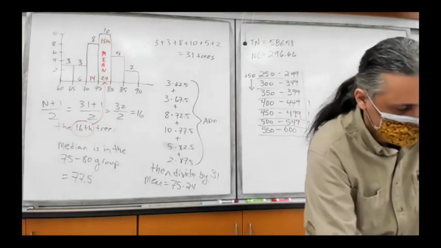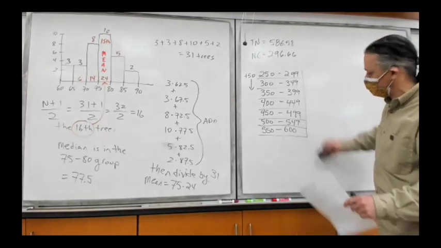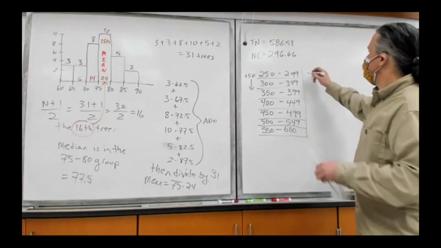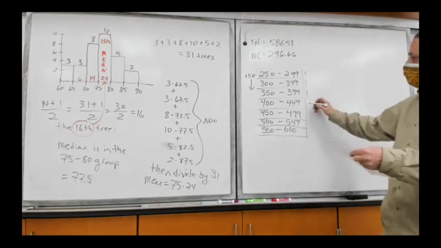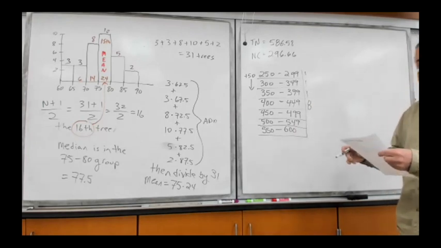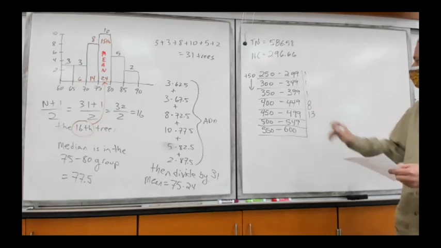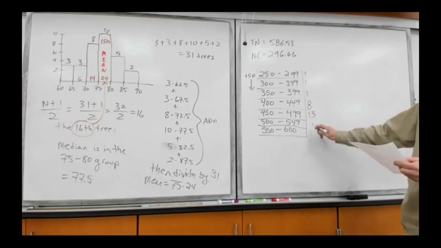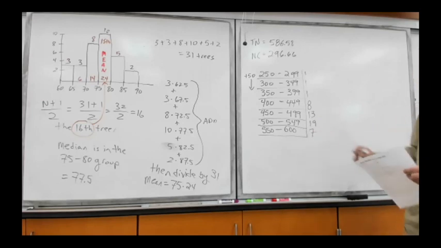But I'm going to just tell you what you should have gotten. I won't bother you with doing that 50 times because we got 50 states. So you should get one only in the first three groups. And then in the 400 to 449 group, you should have gotten 8. And from 450 to 499, you should have gotten 13. And then from 500 to 549, should have gotten 19. And then from 550 to 600, you should have gotten 7. That's what you should get.